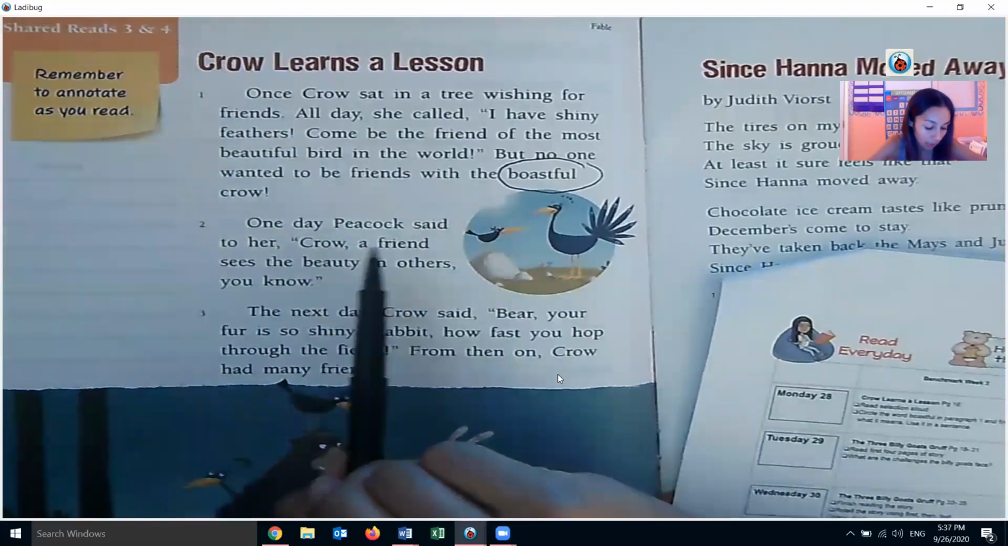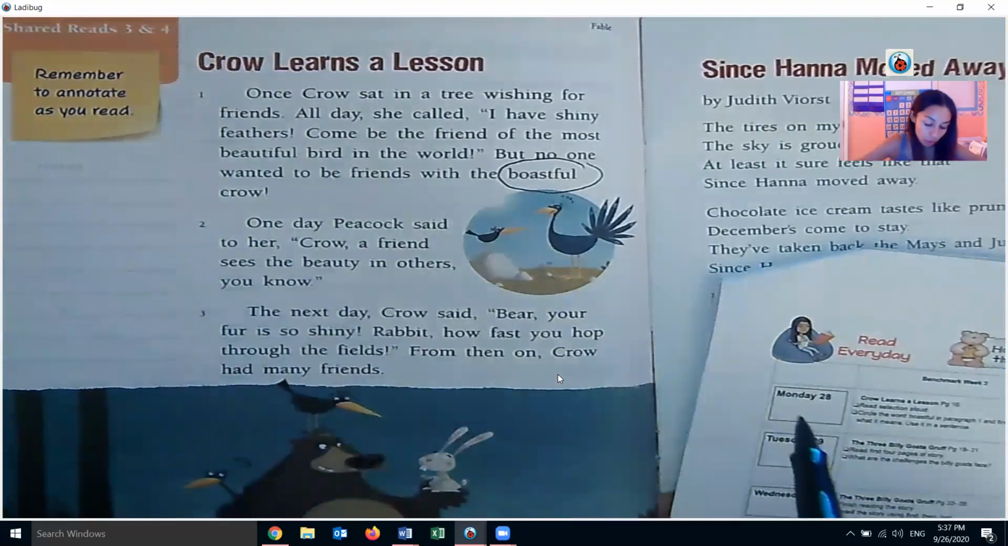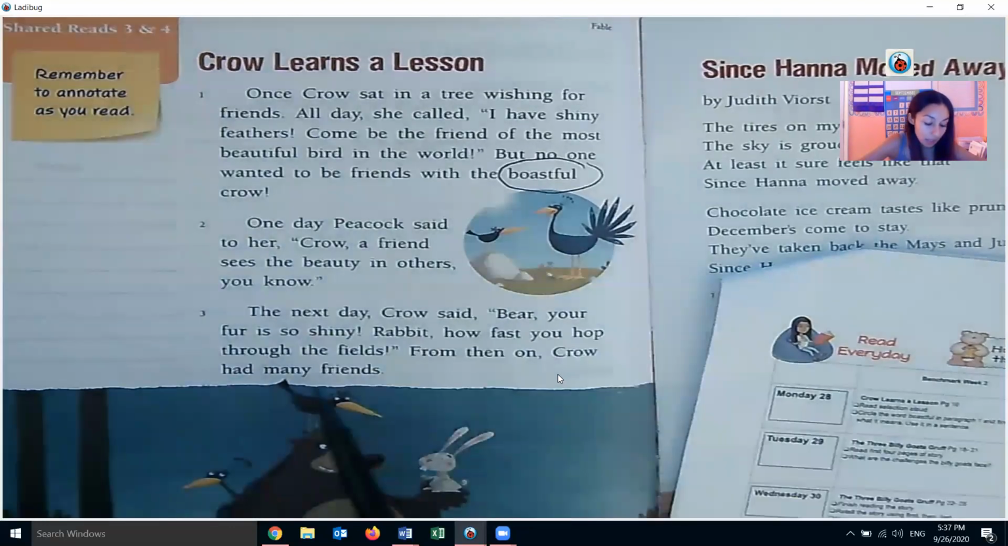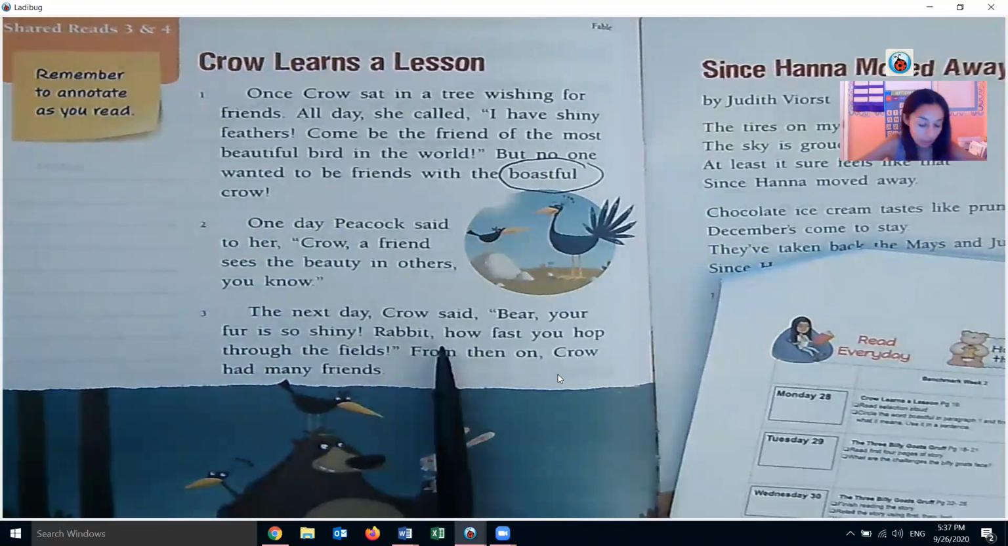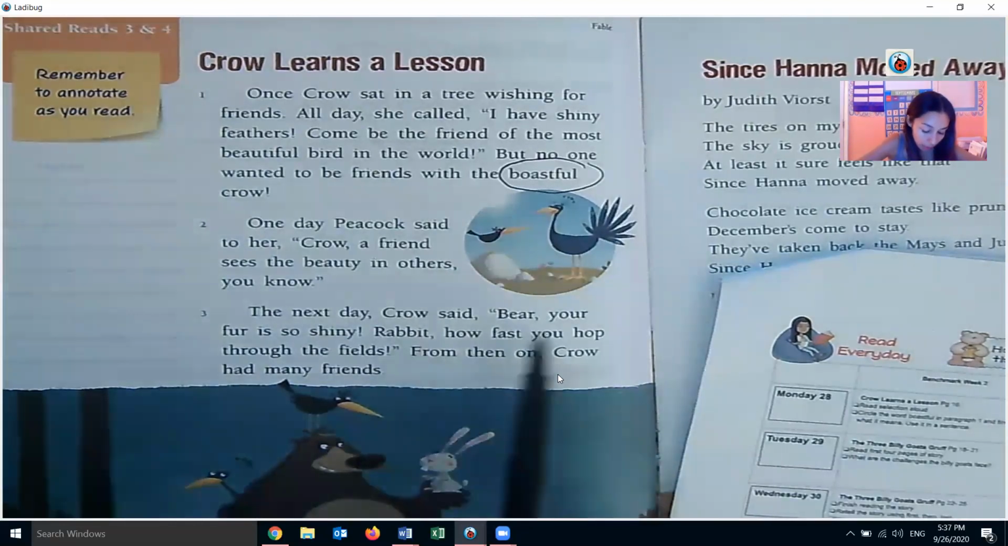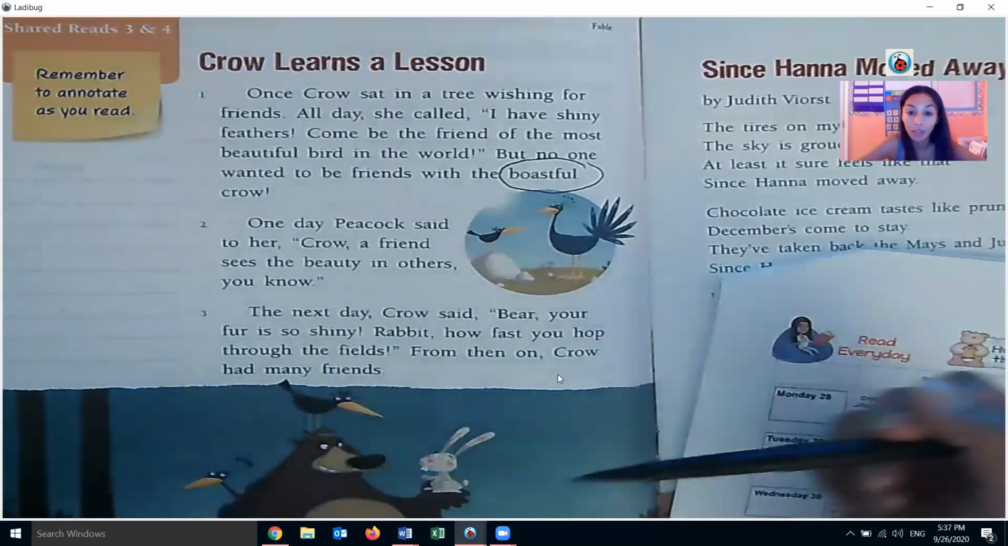One day, Peacock said to her, Crow, a friend sees the beauty in others, you know. The next day, Crow said, instead of talking about her own feathers, Bear, your fur is so shiny. Rabbit, how fast you hop through the fields. From then on, Crow had many friends. Because instead of complimenting herself, she's complimenting and being kind to others.